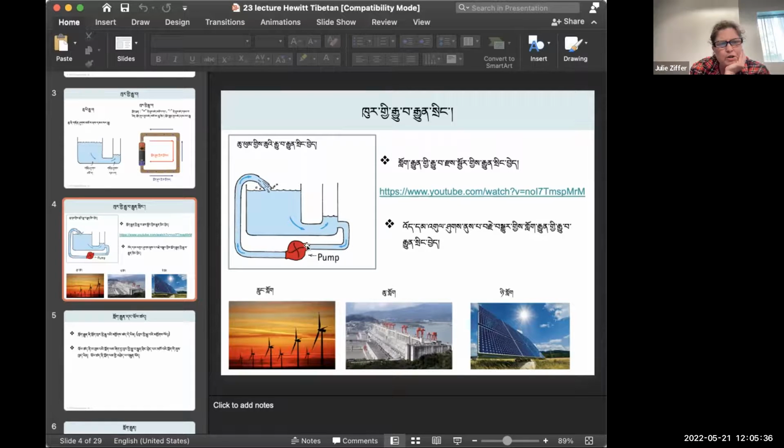Okay. So here in this system, you have water that's continually moving through this. You can almost call it a circuit with a pump to keep it going.